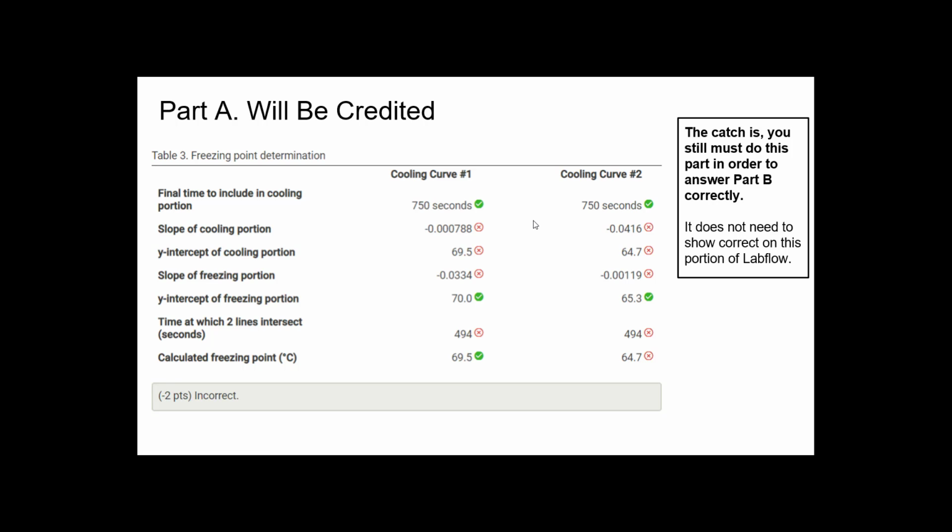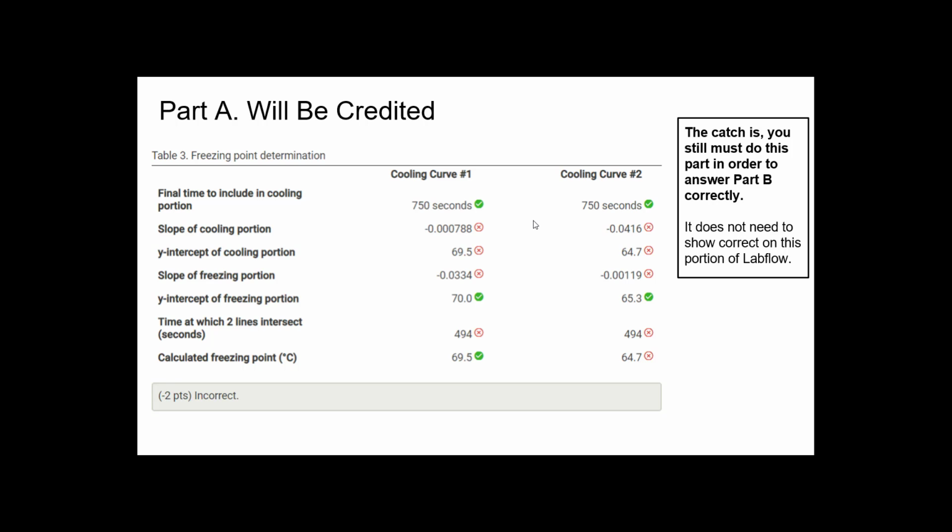So even if it's not listed on LabFlow, you still have to complete the graphs and calculate, because the information you get is going to be used in part B, and you have to have it right. It doesn't have to be listed on part A. I'm going to credit it, but you actually still have to do it to get those values, because you're going to have to plug them into part B. I hope that makes sense. If not, contact me and I'll explain it a little better.